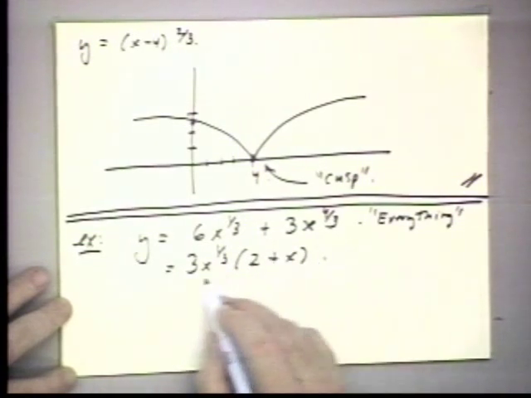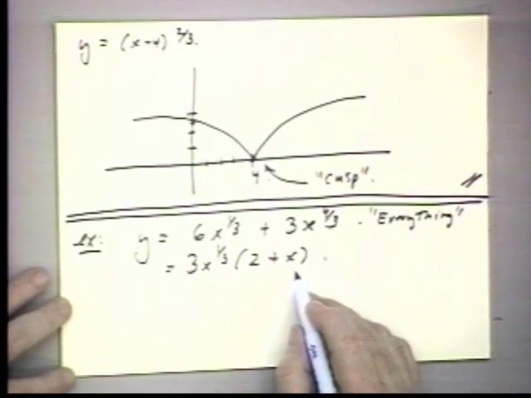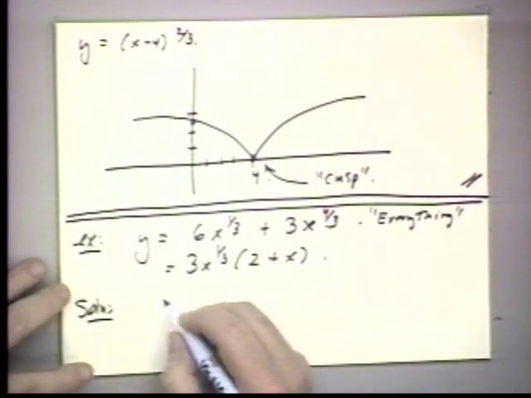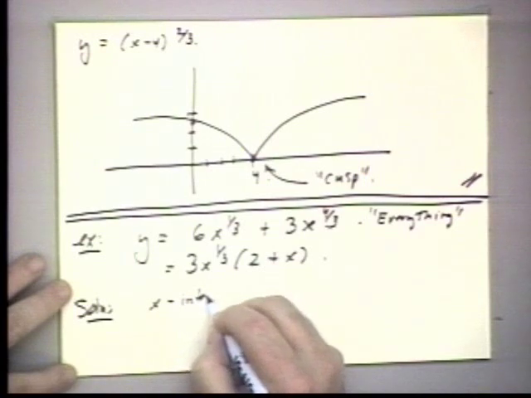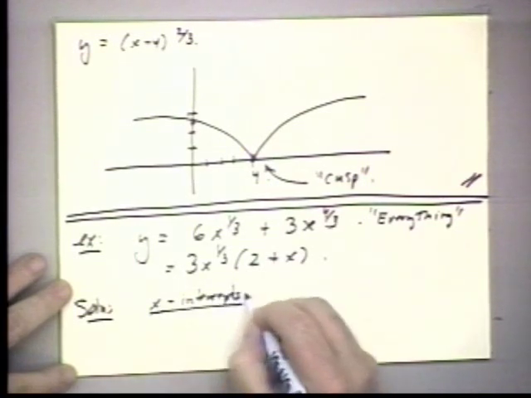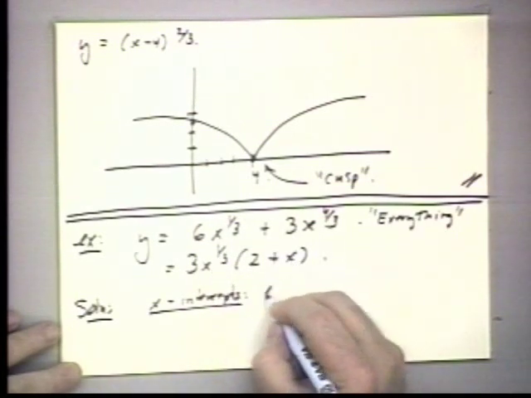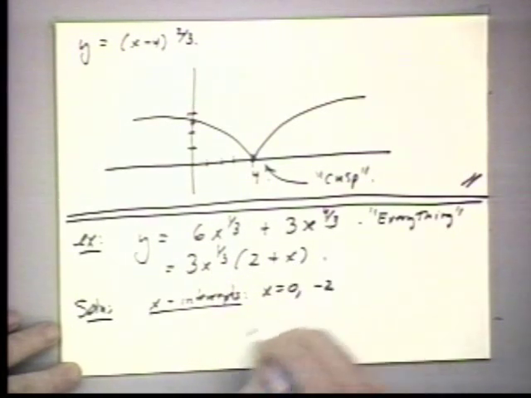This is also another one of those functions that's continuous everywhere, so it's defined everywhere, has no holes. And then we can quickly run through the process here. Check intercepts. The x-intercepts, that's where y is equal to 0. When would this be equal to 0? Well, when x is 0 or x is minus 2.